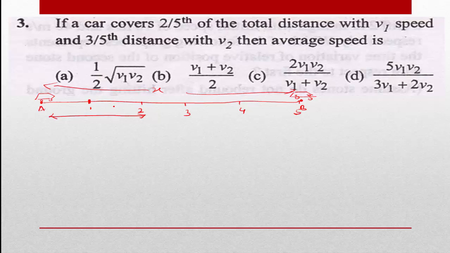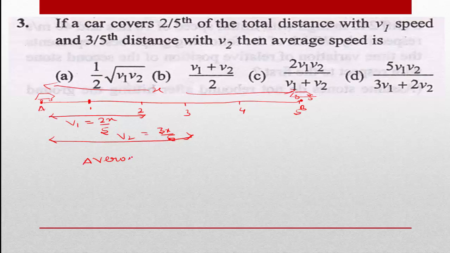If the car covers 2/5 of the total distance with v1, the total distance is x, so imagine 2x divided by 5. And then 3/5 of the distance with v2, 3 parts out of 5, that is 3x divided by 5. How to calculate the average speed here?